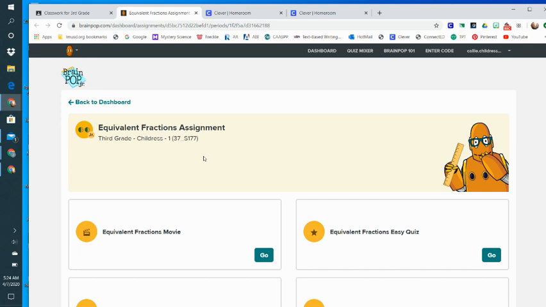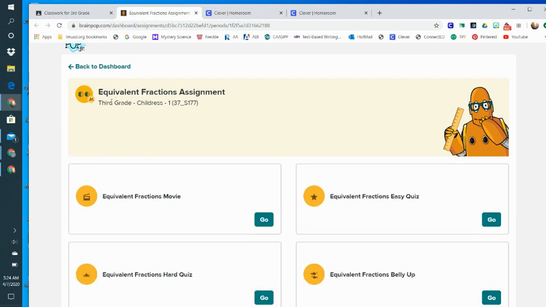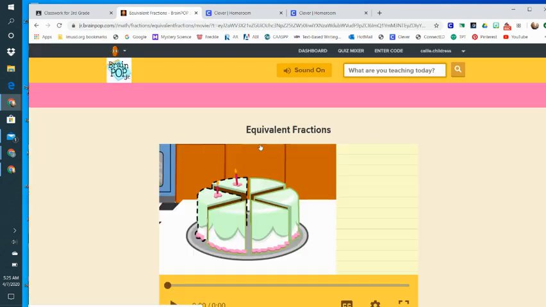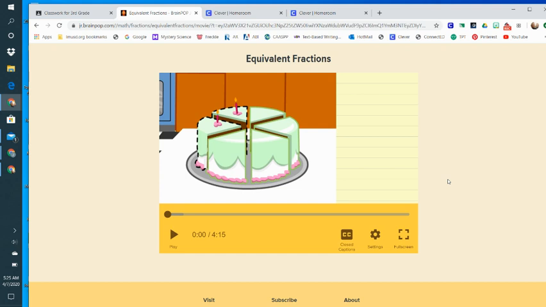Here you can see it looks a little different than what we look at when we go into the classroom or when I show you a video during breakfast time in class. This just says here's your assignment, the title, Equivalent Fractions Assignment. You can see that I've given it to everybody in the third grade class. And then here are your options of things to do. I definitely want you to watch the movie and then practice the quiz, the hard quiz, and the little joke. They're fun. You would just hit go, and it'll take you right to where you need to go.